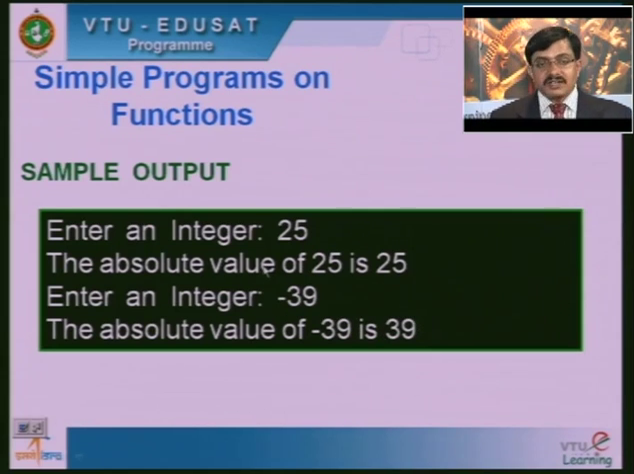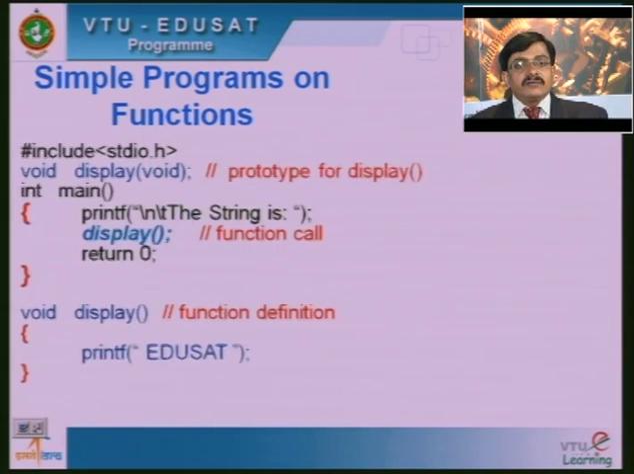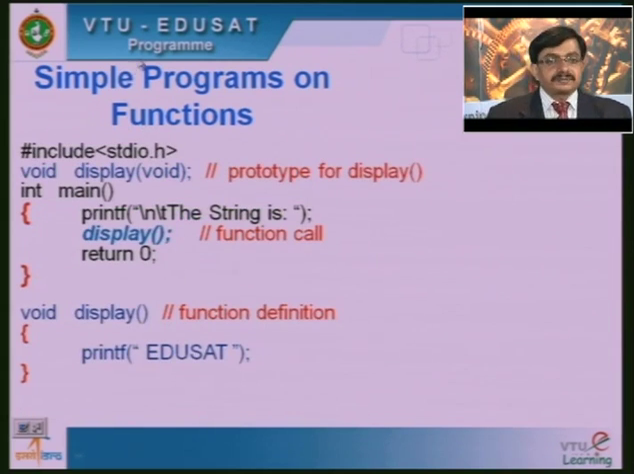So this is an example of a program which uses a user defined function that takes a parameter and also returns some valid data. This is the second category of function that we have seen. And if you look at another function here, the name of the function is display, the return type is void, it is not returning any value, and it is not taking any parameter either.